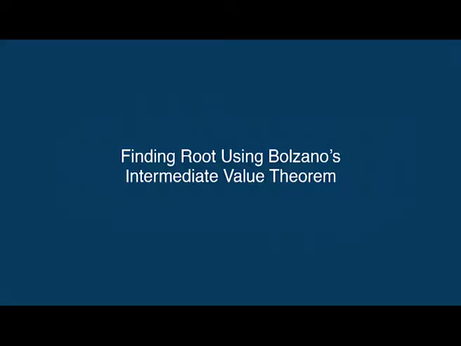Finding roots using Bolzano's intermediate value theorem. We call a solution of the equation f(x) = 0 a root or zero of the function f. For example, 5 is a solution of the equation x - 5 = 0 and hence a root of the function f(x) = x - 5. Similarly, 2 and -2 are roots of f(x) = x² - 4.